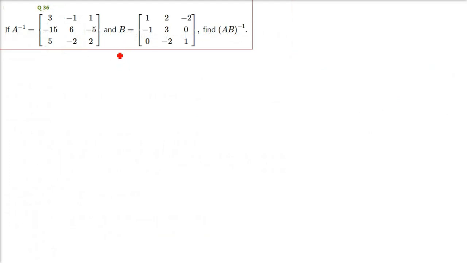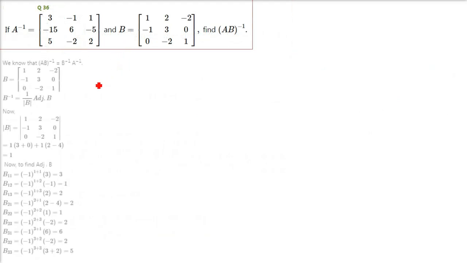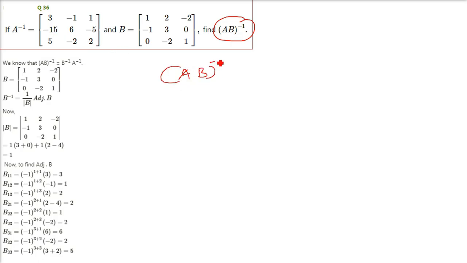Okay, this question we have already seen. But I'll give you a hint here. If you have not done that question, or you might not be able to recall, AB inverse is nothing but B inverse into A inverse. AB inverse is equal to B inverse A inverse.